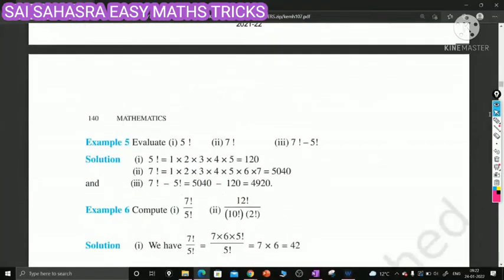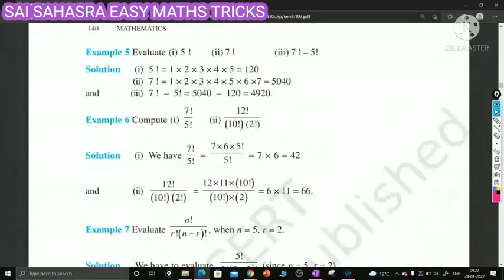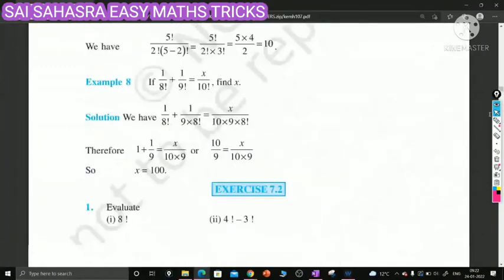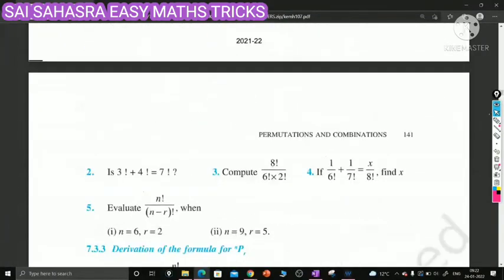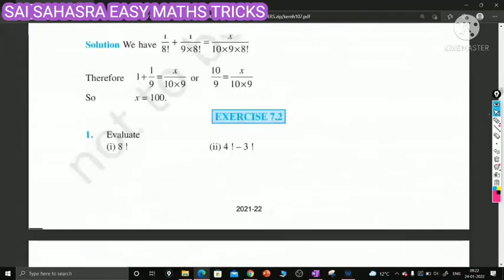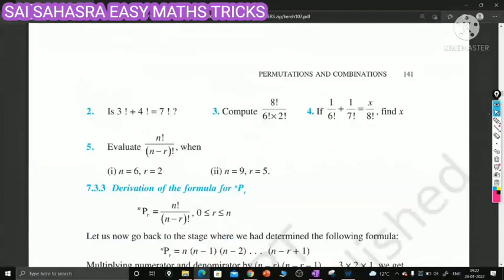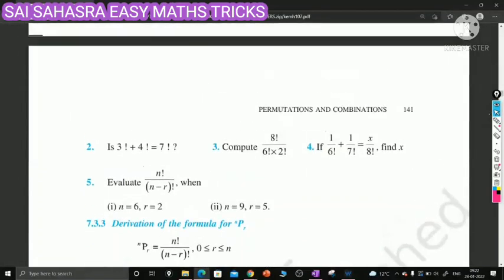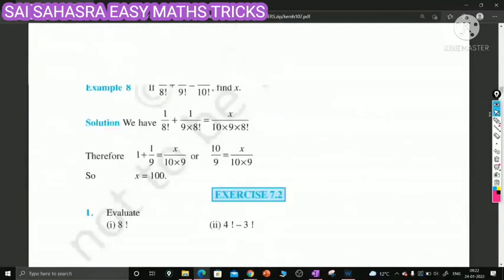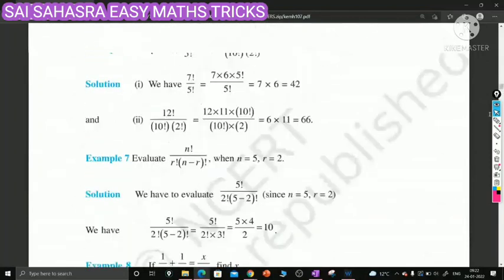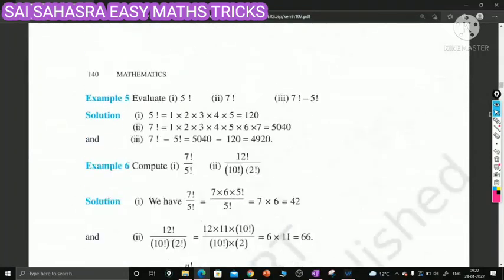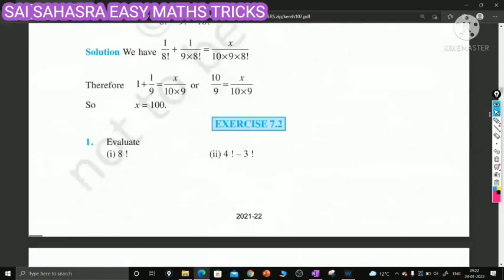Evaluate 5 factorial, 7 factorial, 7 factorial minus 5 factorial, 7 factorial by 5 factorial. These all we will discuss here, in the exercise only we can discuss. I think I need not tell you this first question, 7.2 first question.